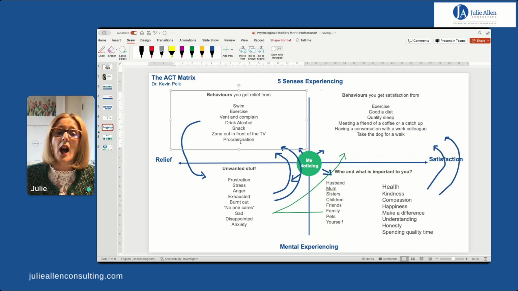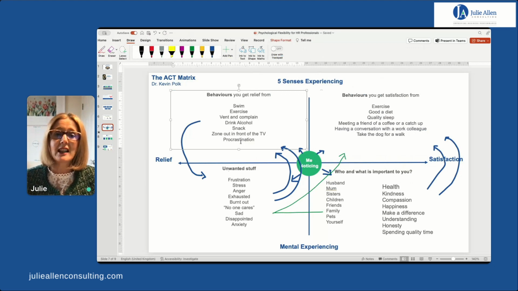So think about, am I getting stuck over on the left side of the matrix? For a moment, think about looking at your matrix and looking at how much time am I spending in the internal world, internal experiencing? How much time am I spending in 5 senses experiences? How much time am I spending on relief behaviours? And how much time am I spending on satisfaction behaviours? Learning to use this matrix and becoming more aware, which is what me noticing is, will help you to live a richer and more fulfilling life because you are noticing the things that are important.